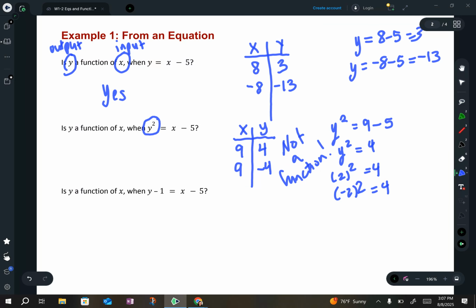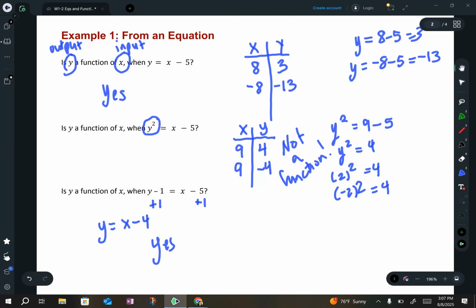A little more complicated than the first one, but not terribly so, because we can move this negative 1 by adding 1 to either side of our equation. We have y equals x minus 5 plus 1, x minus 4. And now we're back to a nice linear equation. This one just subtracts 4 from each input. The first one subtracted 5. But you can see from the pattern that this is still a linear equation and it is a function.